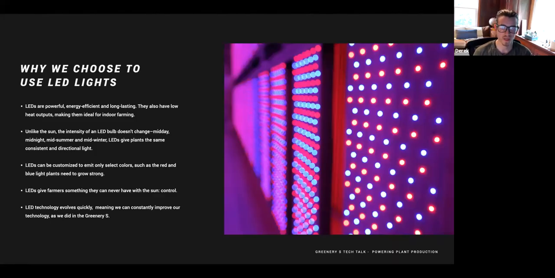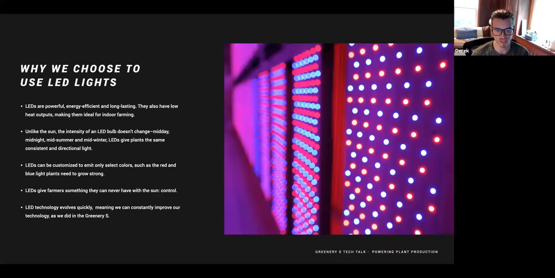The color itself can be customized, while halogens or incandescents are limited to that sort of orangey yellow color, which is relatively full spectrum, but it's only providing a fraction of the wavelengths of light that the plants are actually utilizing to grow. So even in that 10-20% of light output, you could be losing almost half of that to wasted wavelengths of light. So the color customization is a pretty big thing, being able to identify exactly what we want.